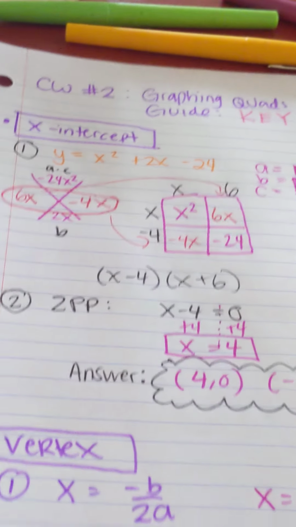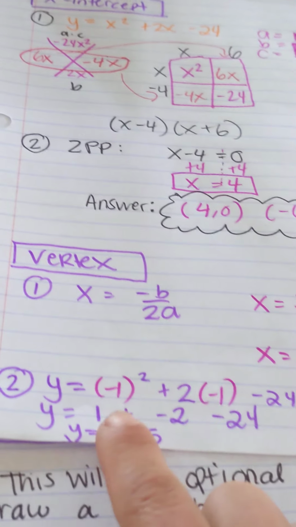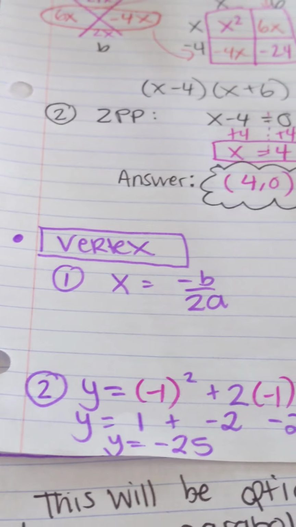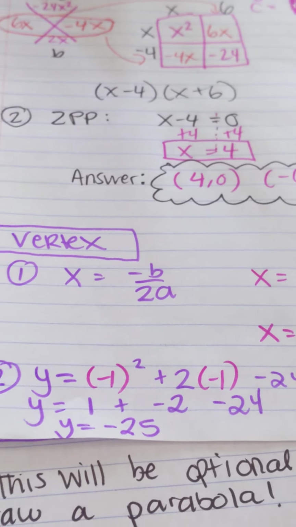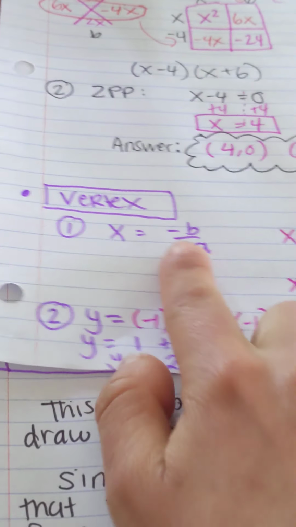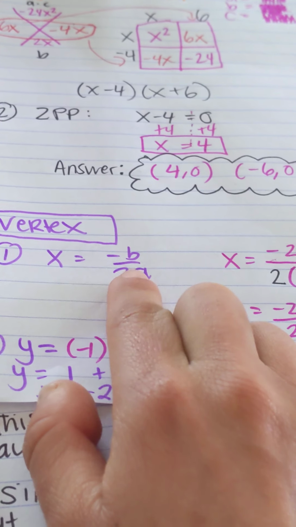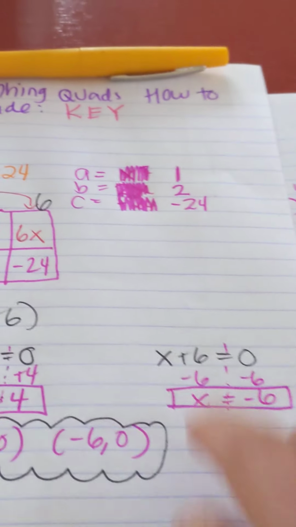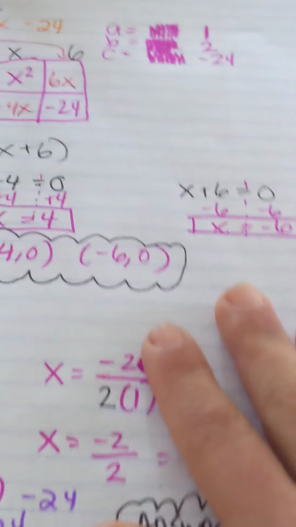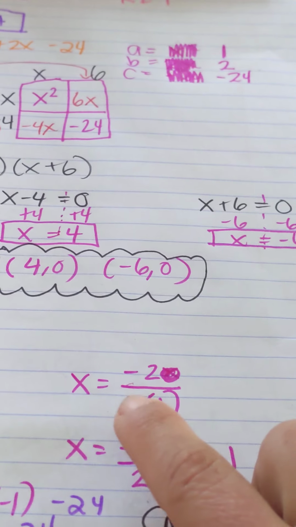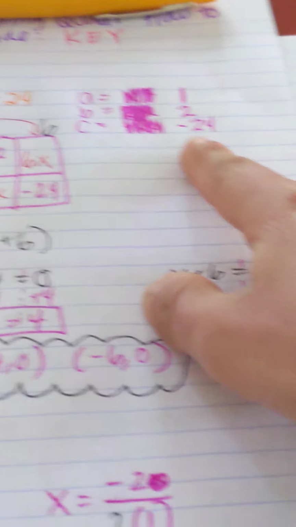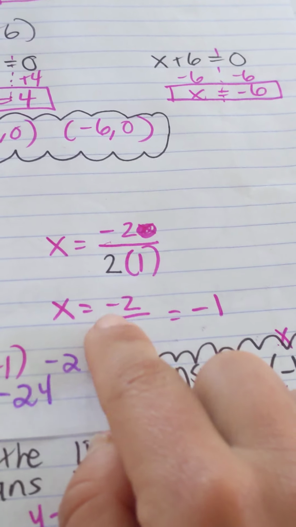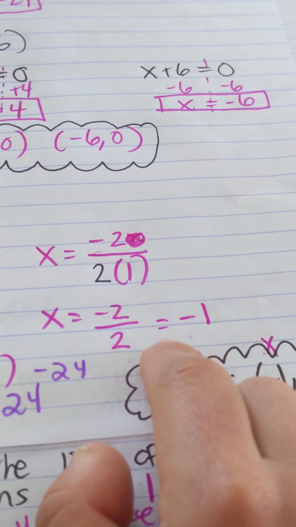Okay, if you're ready to move on to vertex. Your vertex, remember from classwork 1, is your highest or lowest point on the graph. You're going to use the equation x equals negative b over 2a. So negative b, well, b was 2, so it's going to be negative 2 divided by 2, and a was 1. 2 times 1 is 2, so it's negative 2 divided by 2, so it equals negative 1.